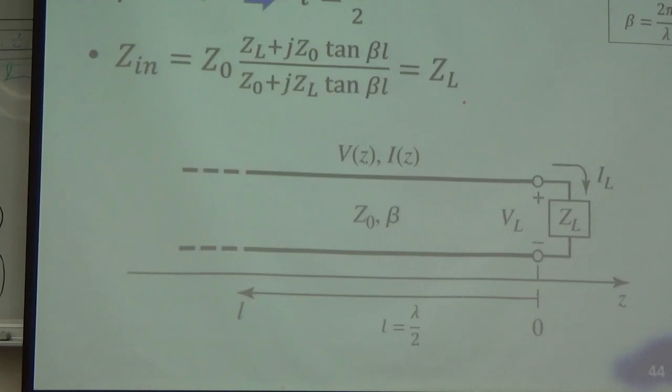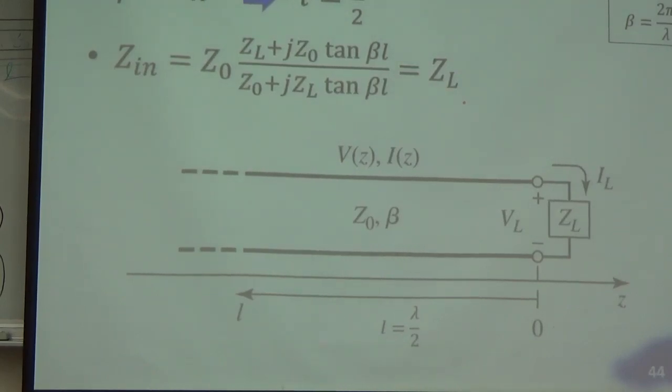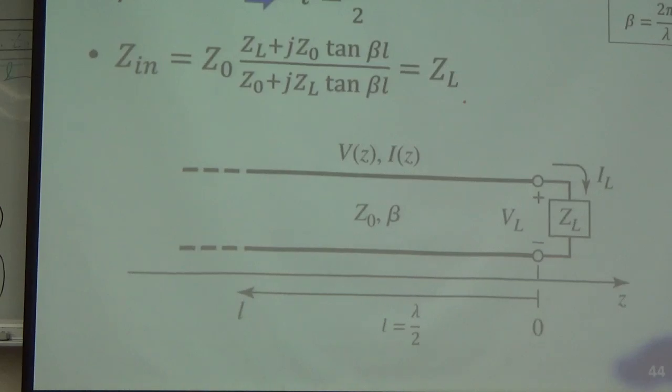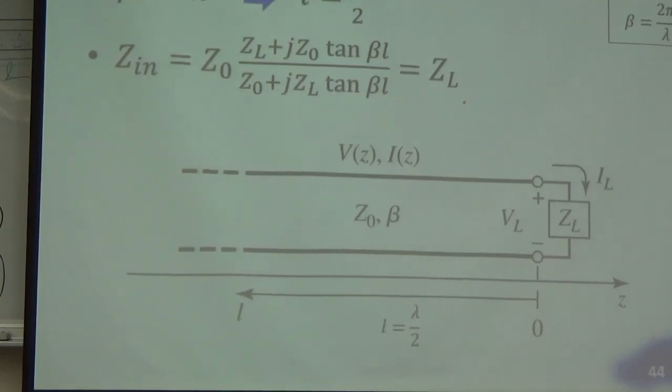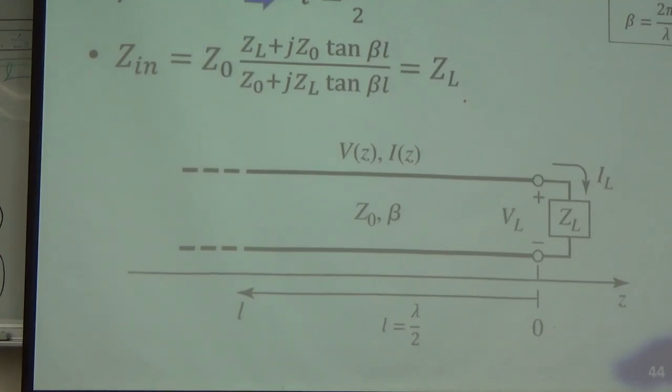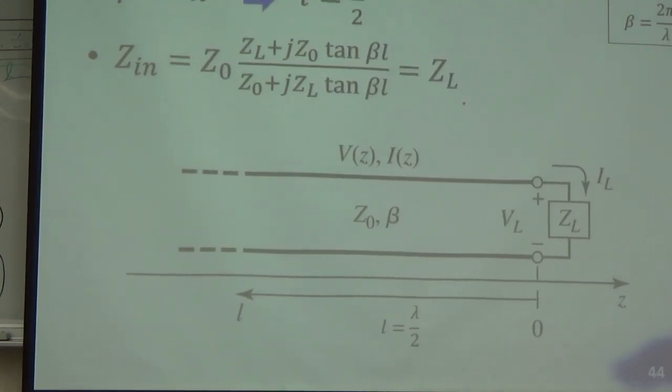Your ZL connected to a transmission line will become pretty much the same thing. No matter how long your transmission line is, they are the same. They're matched. And the gamma is 0. There is no reflection coefficient.